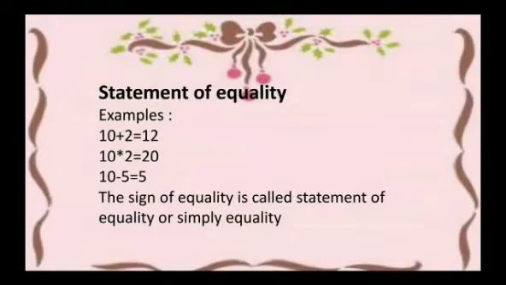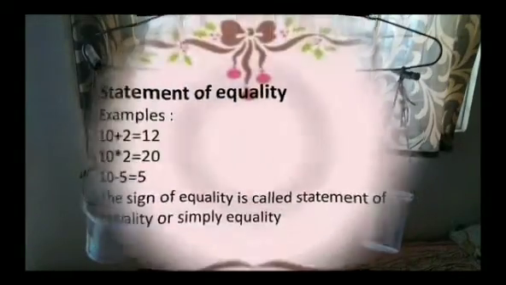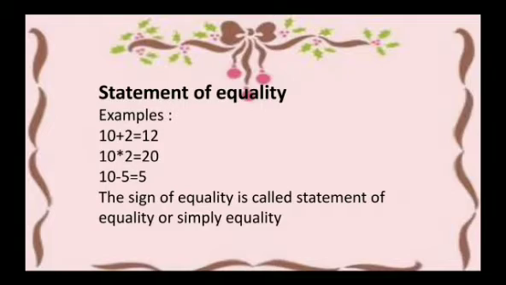Statement of equality. Examples: 10 plus 2 equals 12, 10 into 2 equals 20, 10 minus 5 equals 5. The sign of equality is called the statement of equality. That means 10 plus 2 equal to 12. 10 plus 2 and 12 both are equal. 10 into 2 and 20 both are equal. 10 minus 5 and 5 both are equal.